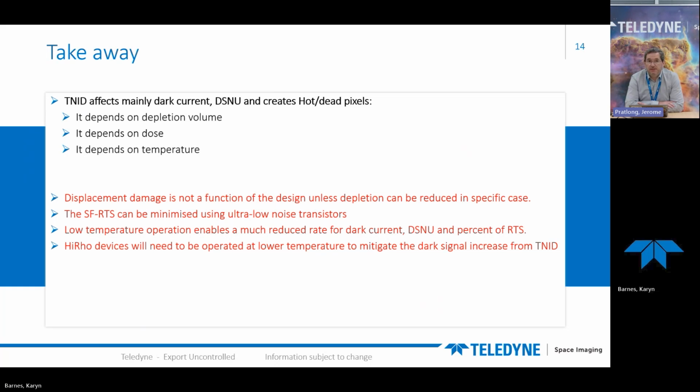We can minimize the source follower RTS by using ultra-low noise transistors, but also correlated double sampling. Low temperature is a way to mitigate these effects. And for aero technology, obviously, dark current, DSNU, and RTS will increase with the increase of the volume of depletion.